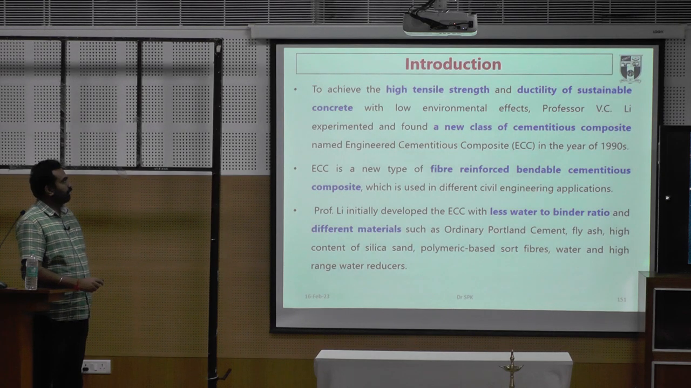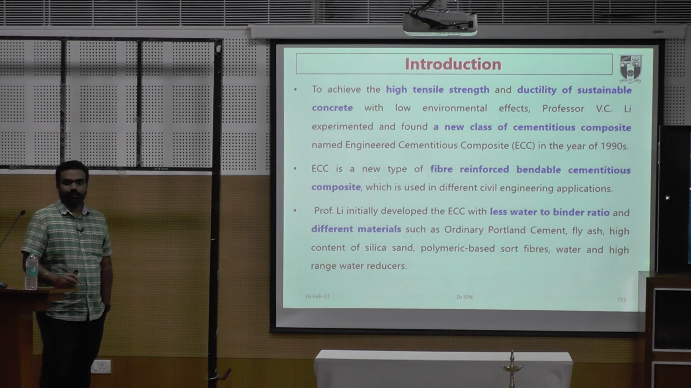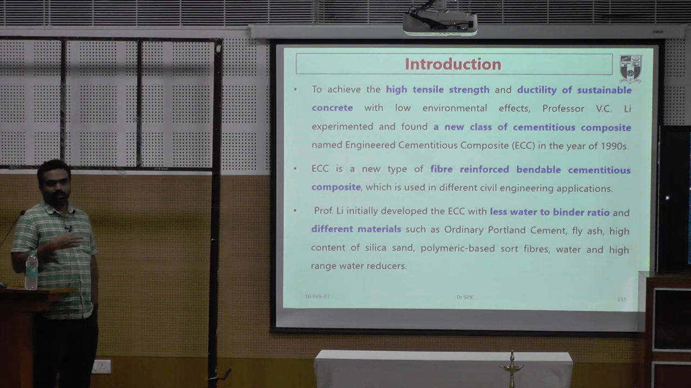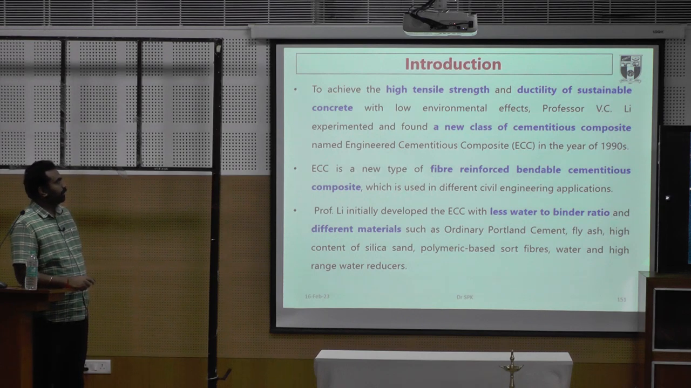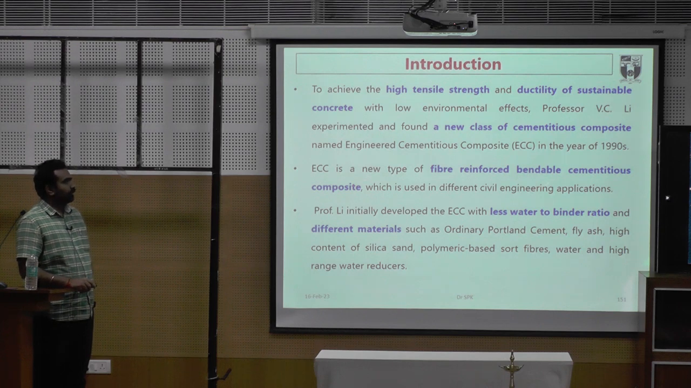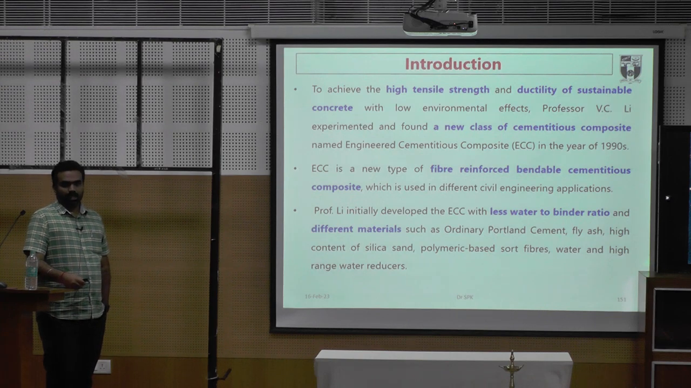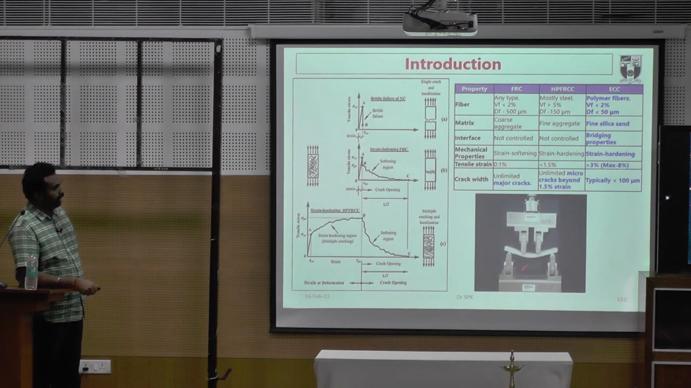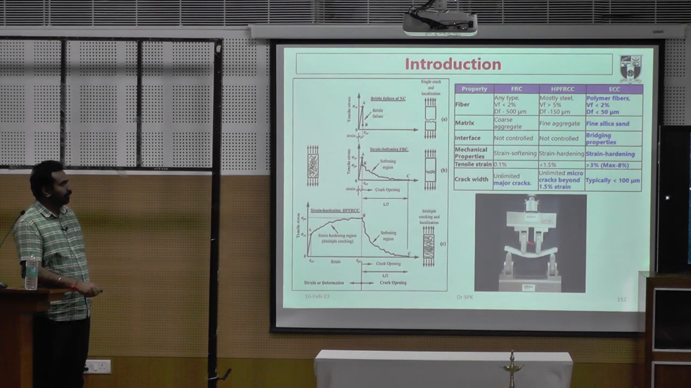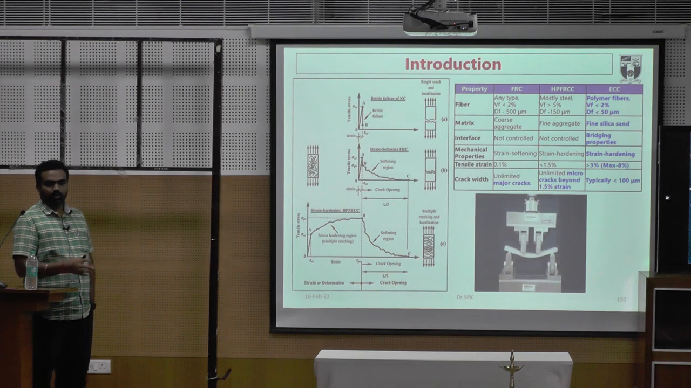Normally, engineering cementitious composite gives you high tensile strength and the ductility of sustainable concrete. By using a blend of blended cements, this material is also called bendable concrete. They used to call this bendable concrete. It will bend like this. The concrete itself has the property of bending like this. You can Google it and search.